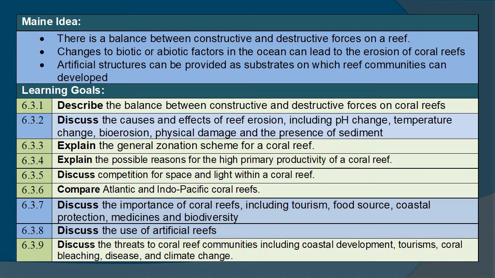So our main ideas here is that there is a balance between constructive and destructive forces on a reef. Changes to the biotic and abiotic factors in the ocean can lead to the erosion of coral reefs. And artificial structures can be provided as substrate on which reef communities can develop.